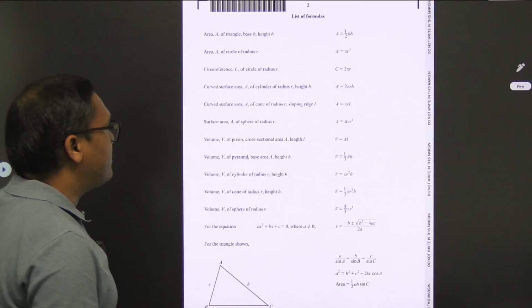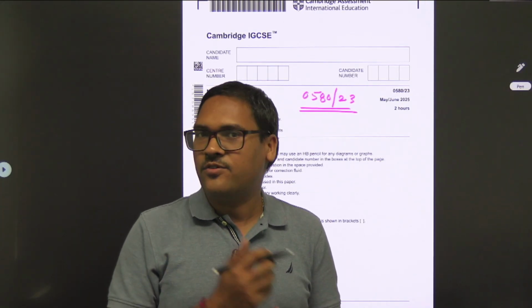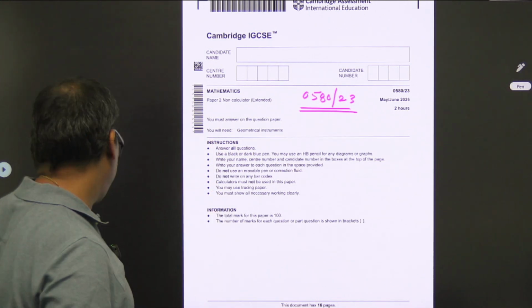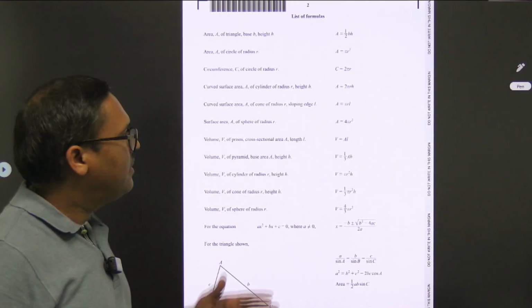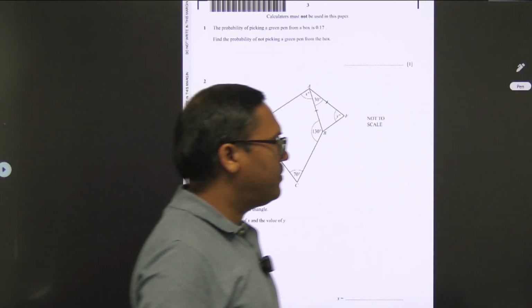This is the non-calculator paper, so here we will not be using any calculator. Yes, you can use tracing paper for transformation questions. These are the formulae which are generally given, the standard formulae, which are always available. Now, let's start with the first question.